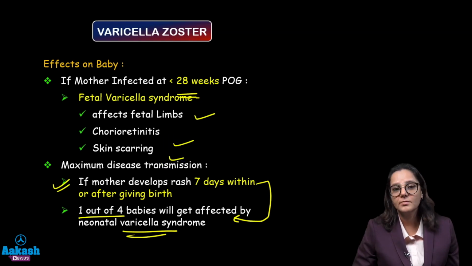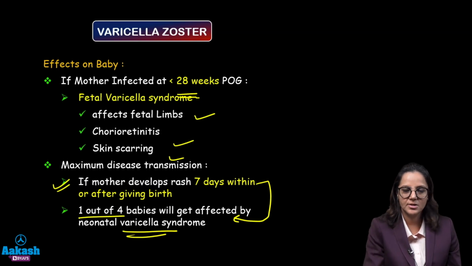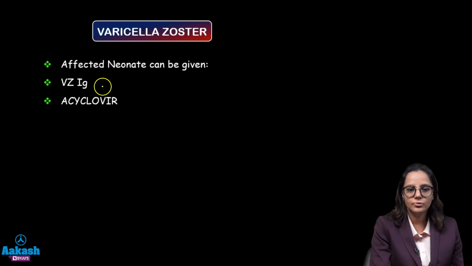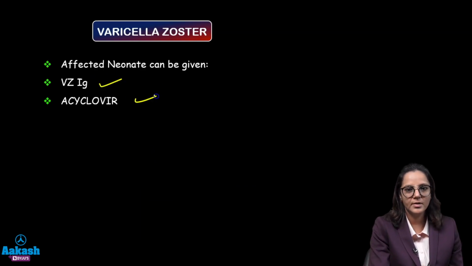Okay. So the maximum risk of disease transmission is before or after 7 days of birth. But when is the baby going to get severely affected? When the mother has infection before 28 weeks of period of gestation. Okay. So what are you going to do to the neonate? You can give the baby immunoglobulin and acyclovir.